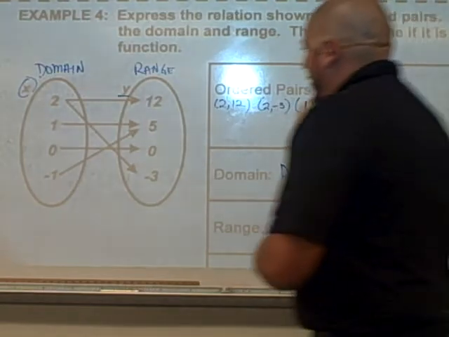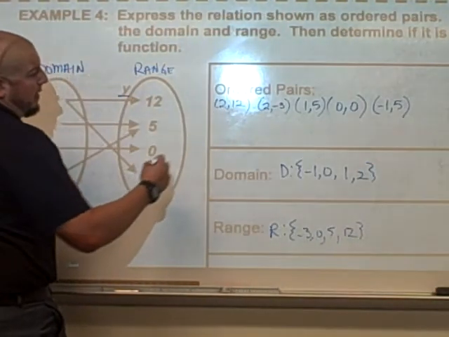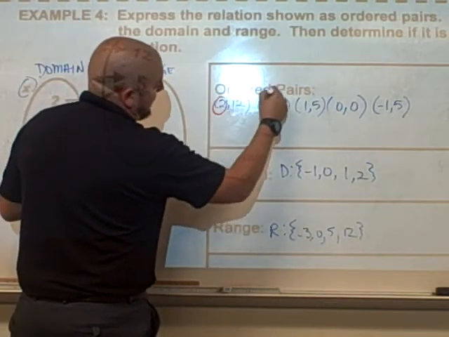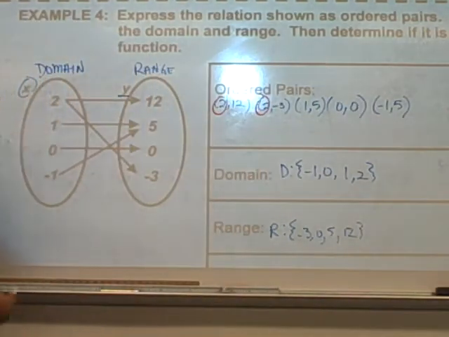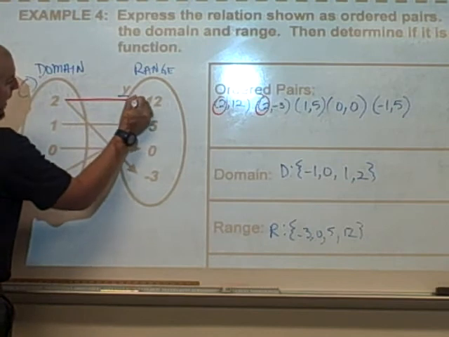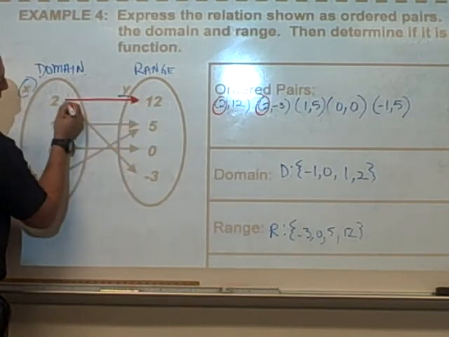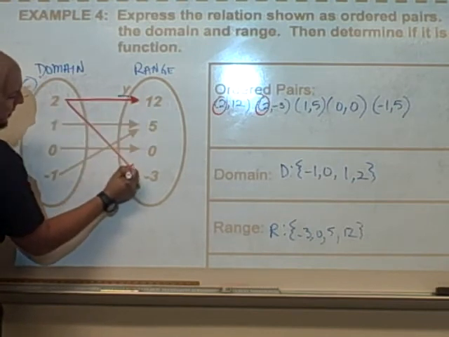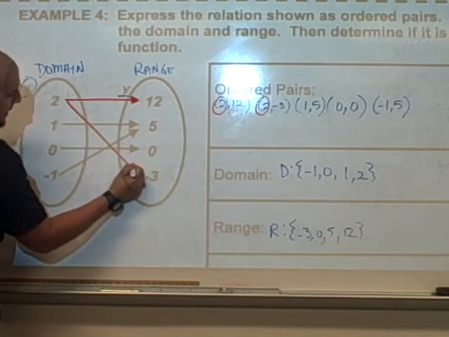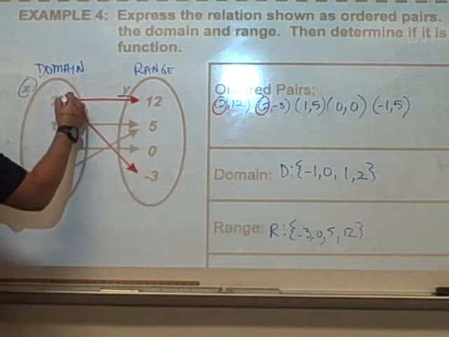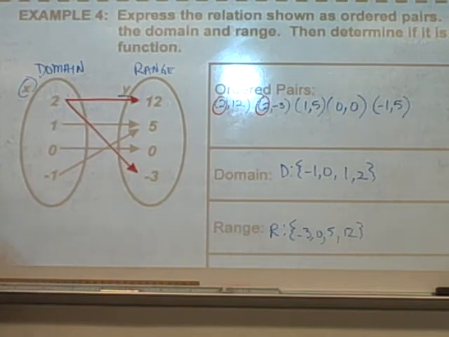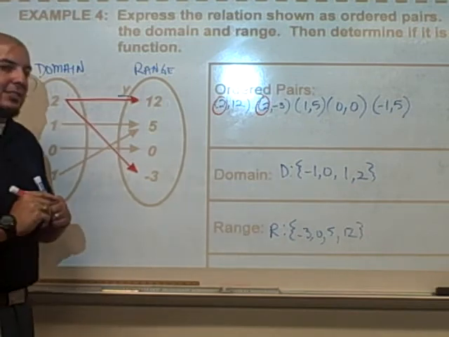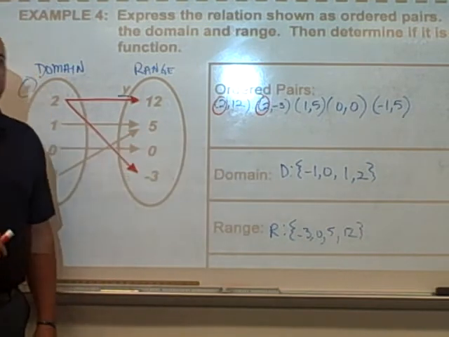It is not a function because, look here, 2 repeats. If you look here, you have 2 arrows, one going from 2 to 12, and one going from 2 to -3. Because it's got 2 arrows, it is not a function. My x value repeats. It is not a function.